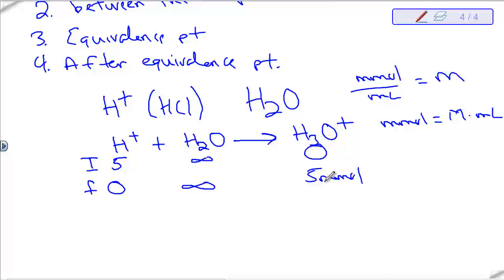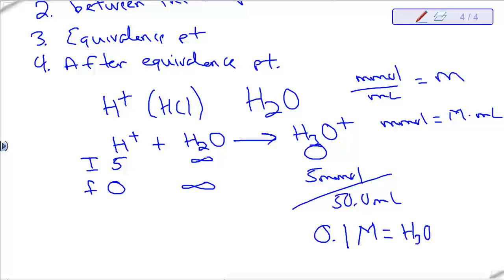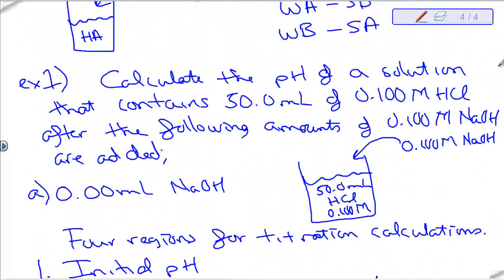Okay. Now at this point, this is not molarity. This is millimoles. How do I find the molarity of hydronium after this stoichiometry is done? I divide by milliliters, which was 50, because I didn't add anything. You understand? 5 divided by 50 is 0.1. So in other words, the concentration of hydronium ions after this process is 0.1. What was the initial concentration of HCl? In other words, there was no point.